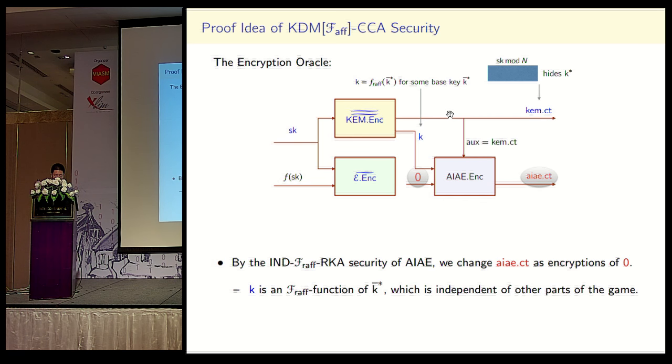Finally, we change the AIAE ciphertext to an encryption of zero, a dummy message zero, instead of E's ciphertext, because K is a restricted affine function of K star bar, which is independent of other parts of the game. So by the IND-RKA security of our AIAE, this change is also computationally indistinguishable. Now the advantage of the adversary is zero. This shows the KDM-CCA security of our scheme for affine functions.